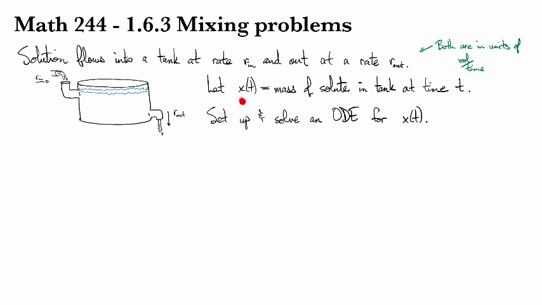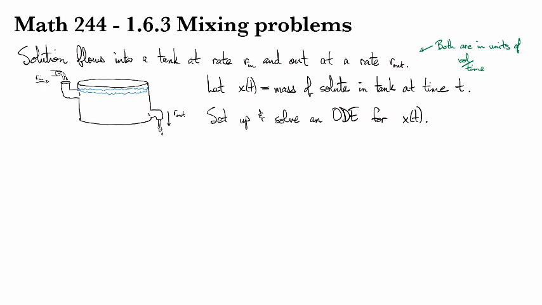What we're going to do is look at the mass of the solute and call that x of t. And we're going to set up and solve an ODE for the solute, not for the solution. So it's important when setting up problems of this type to keep track of whether you're doing stuff for volume, which is solution or concentration, or solute, which is going to be mass.